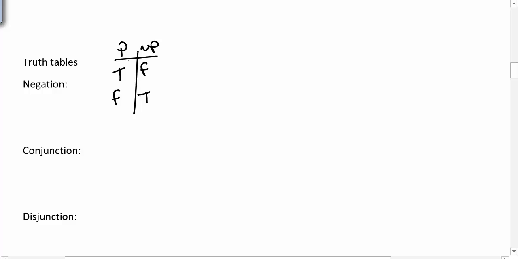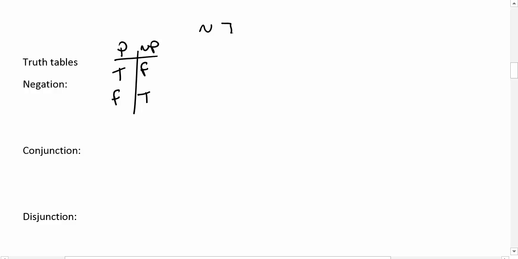Now, a little side note, if you look up other ways to write not or negate, you've got this little tilde symbol that you'll see, a little upside down L, all different symbols to indicate that we're negating something.